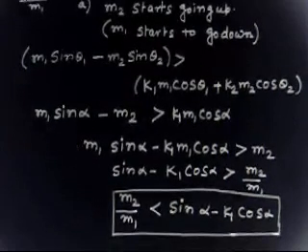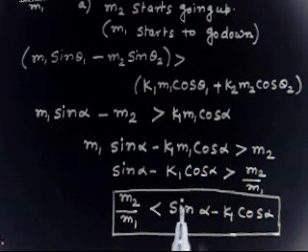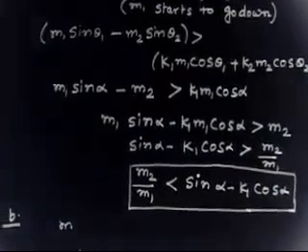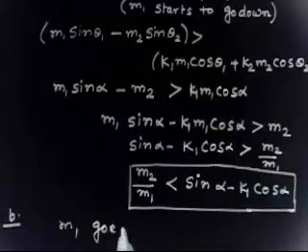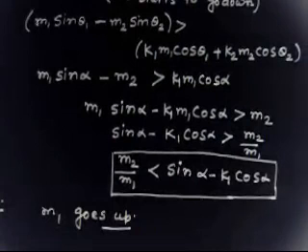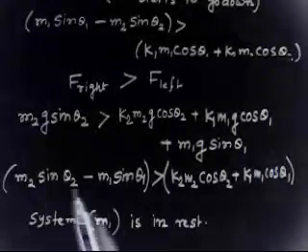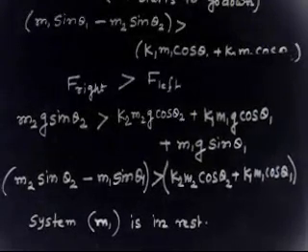Are you getting or not? Part B says what should be the condition so that m1 starts going up. So what should be the condition so that this time m1 goes up? You see, in the last case we have already discussed what the condition is if m1 goes up. You can check your copy also. I am using the last result. If m1 goes up, we have derived a result in the last case. So let me copy this result. You can copy from your copy also.